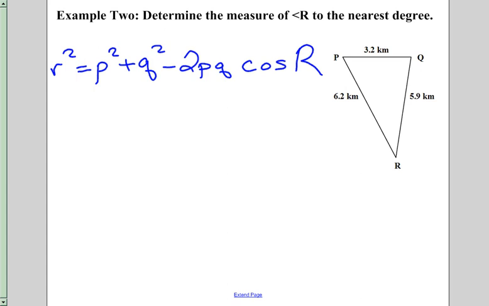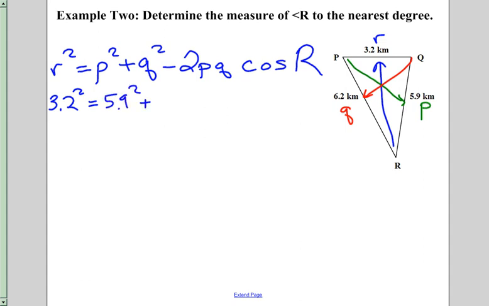So r squared, we know the value of r, 3.2 squared. And then we're going to need P squared. Well, we have that. P is over here, 5.9 squared. And we will need Q squared, and that will be 6.2 squared. So if we write all those values in, r squared goes here, 3.2 squared equals 5.9 squared plus 6.2 squared minus 2 times 5.9 times 6.2 times cosine of R. Capital R becomes our only unknown value.